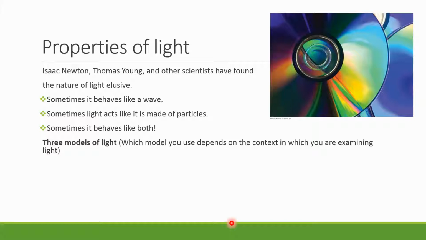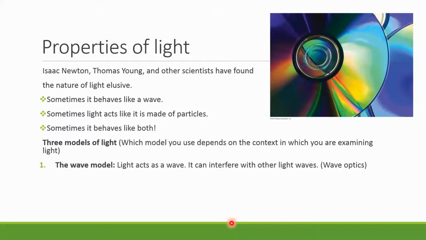So today we're going to look at one of them, and other times we'll look at other models depending on what we're trying to explain. The first model that we'll use today is when we do wave optics. This is the wave model. This says that light acts like a wave, and it can interfere with other light waves.